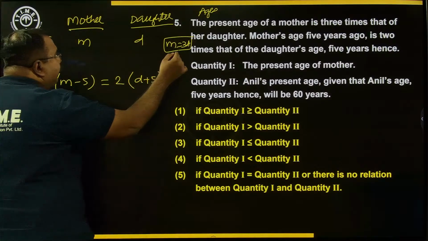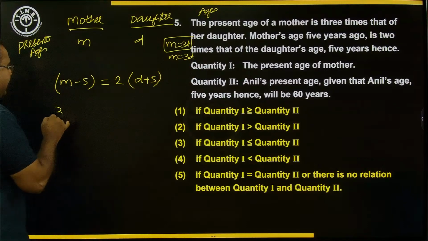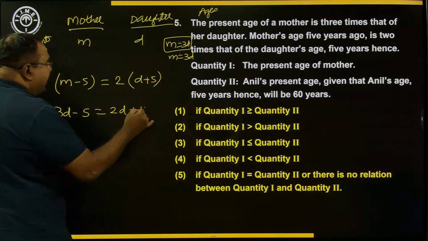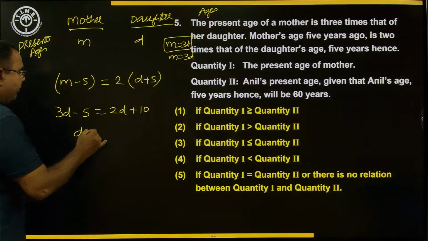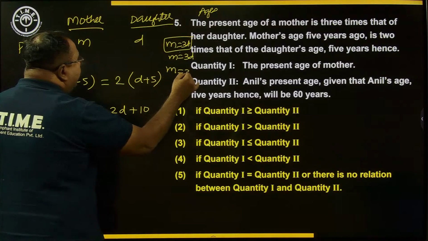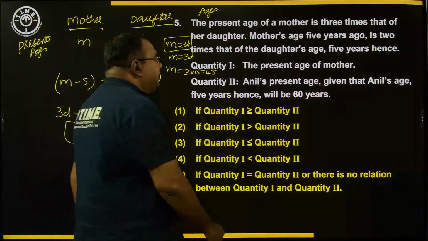In place of M, I can write 3D. M is equal to 3D. In place of M, I write 3D minus 5. Expand this, 2D plus 10. I'll get D is equal to 15. When D is 15, what is M value? 3 into 15. That's the first quantity. Age of the mother is 45.